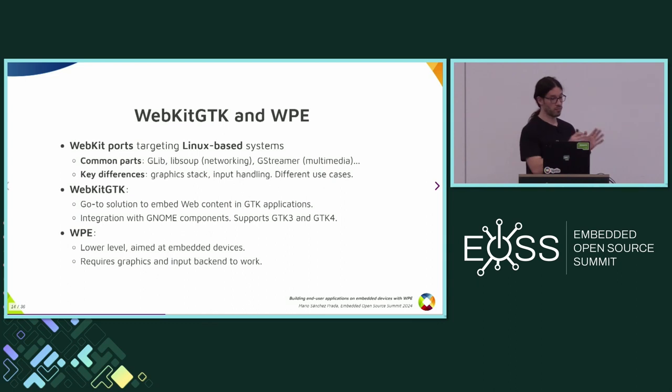So the common parts are libraries like GLib, which is a library for all the basic functionality that you would expect from a C library, or from a C-based environment. Libsoup for networking, those are shared. GStreamer for multimedia, they share that as well. It's not mentioned here, but in the previous version of WebKit GTK, ATK for accessibility as well. ATK is not used anymore for newer versions of WebKitGTK, but when it was used, it was a common part. But there are key differences, and the main difference is on the input and the output.